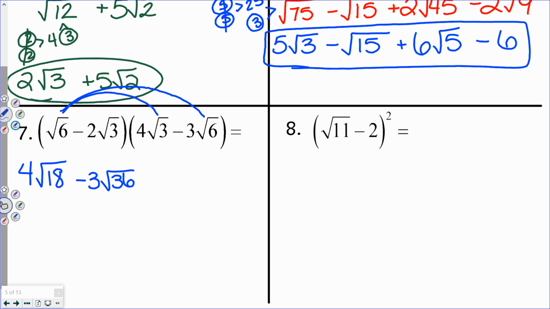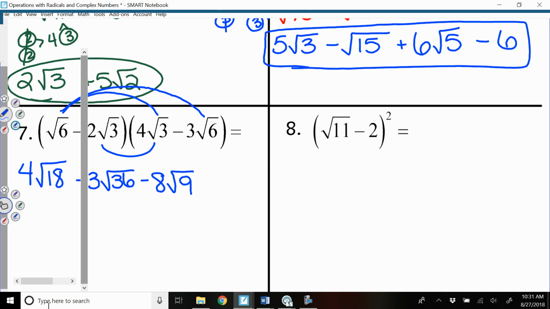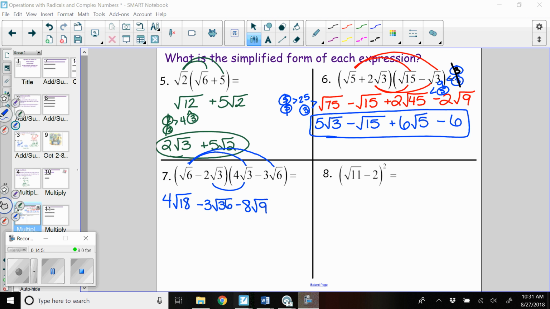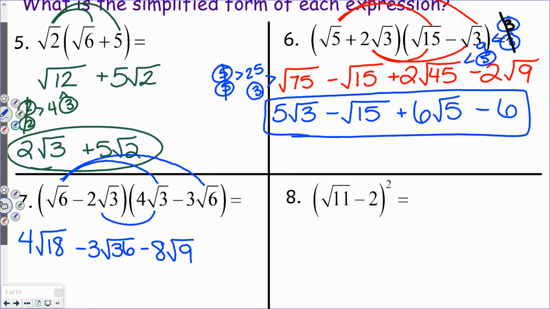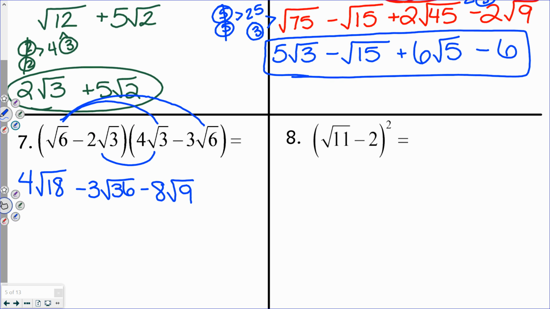All right, and then we just take the second number, we'll distribute that one. So negative 2 radical 3, negative 8 radical 9. So we distributed the first part, now we have to distribute the second. So negative 2 radical 3 times negative 3 radical 6, 6 radical 18.